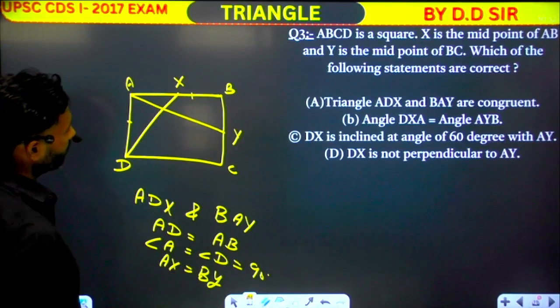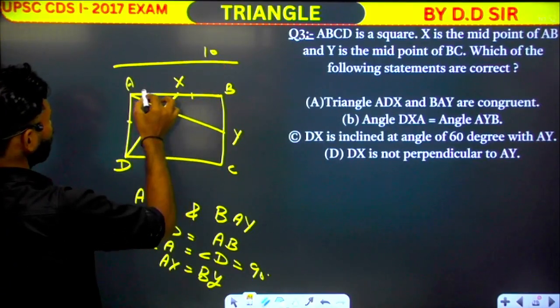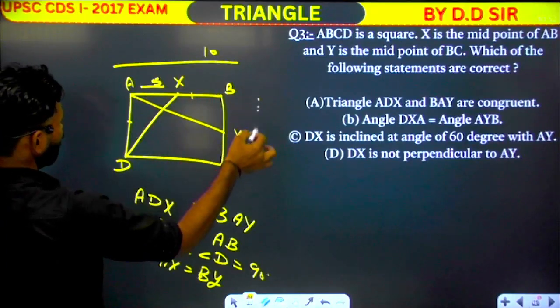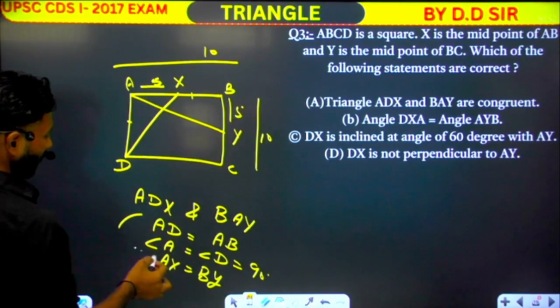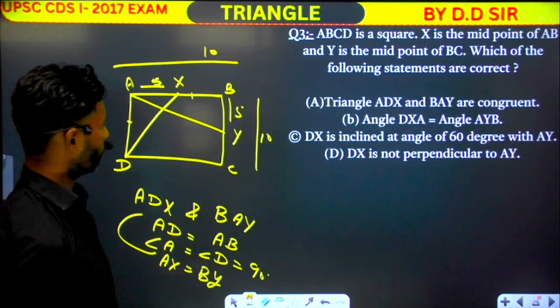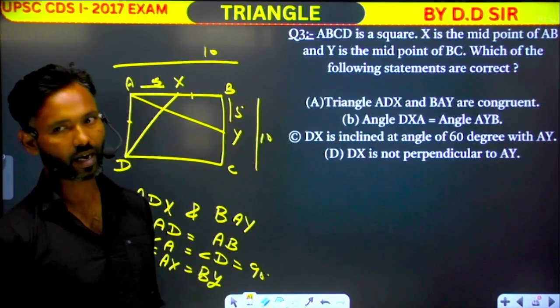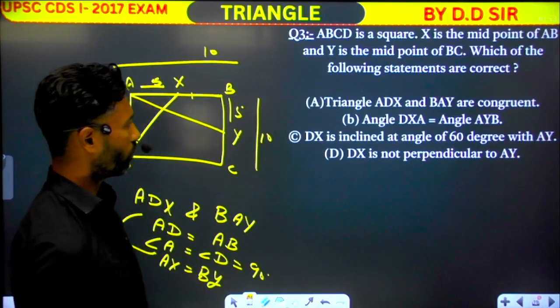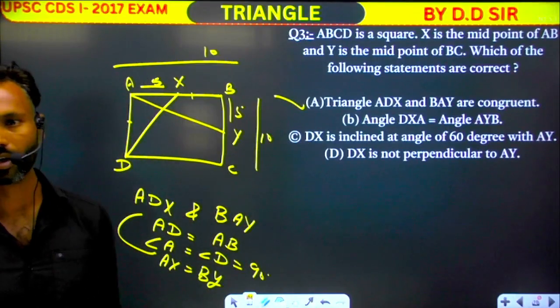Why can we say that? Because suppose this side is 10 and X is the midpoint, so it will be 5. When this is 10, this will be 10, then it will be 5. So two sides are equal, one angle is equal. So we used here SAS, the side angle side property. So the first statement is definitely correct.